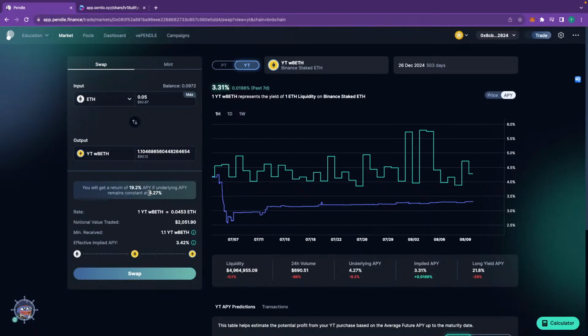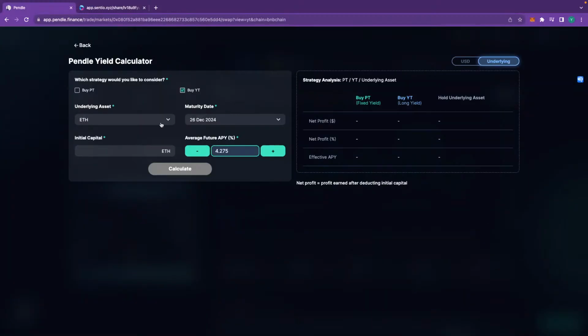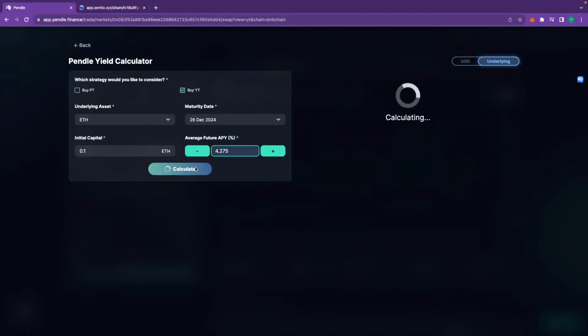Okay, you might say that maybe the underlying APY might not stay constant at 4.2%, right? Maybe it can be higher, can be lower. And the best way for you to gauge is to use the calculator. I would recommend using the calculator. And how exactly you can use it is, just put in the potential amount you want to buy YT for. The market is already auto selected for you. And this box is your assumption on the average APY until maturity. Right now it's at the market price. So let's just see how it goes, right?